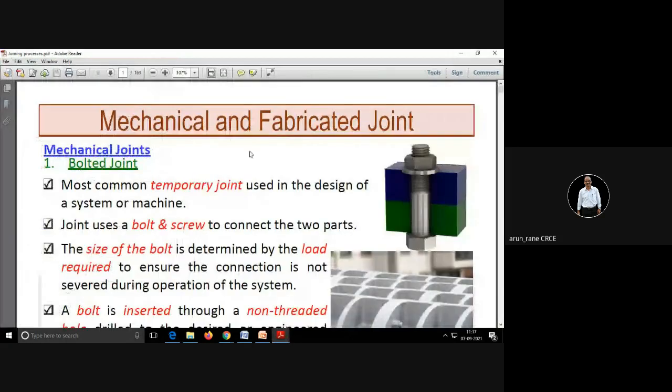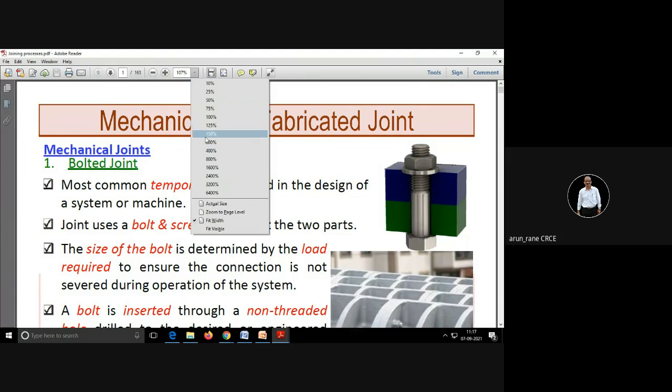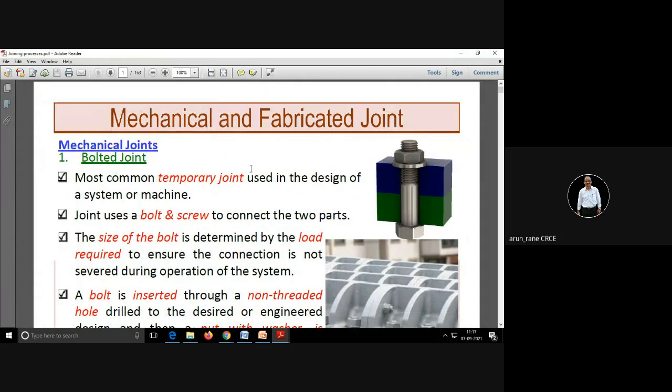Then another longer chapter is joining processes. So joining processes can be divided into mechanical joint and fabricated joint. Fabricated matlab not necessarily welding, use of welding. Even nut bolt, that is also called fabrication. But most of the time fabricated is considered like welded components.